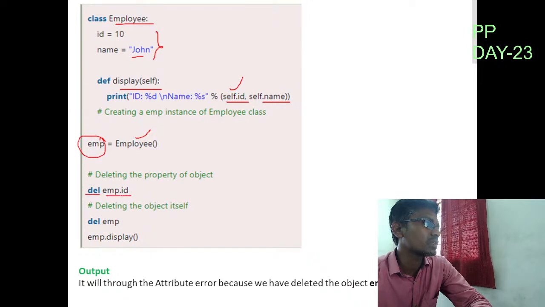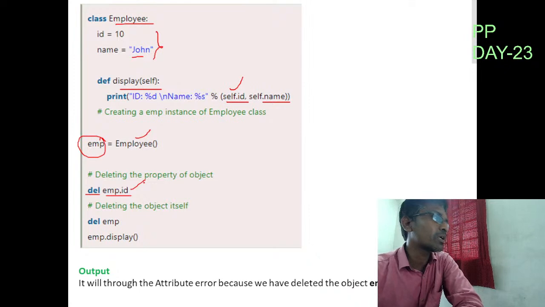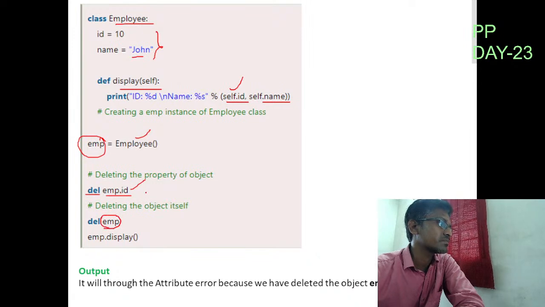I'm going to delete emp dot id. So I'm going to delete the id in the Employee class. After deleting emp dot id, now I'm going to delete the entire object. So that was deleting a variable or property in a class, and this statement will be deleting the entire object. So I want to delete the entire object. That can also be possible.